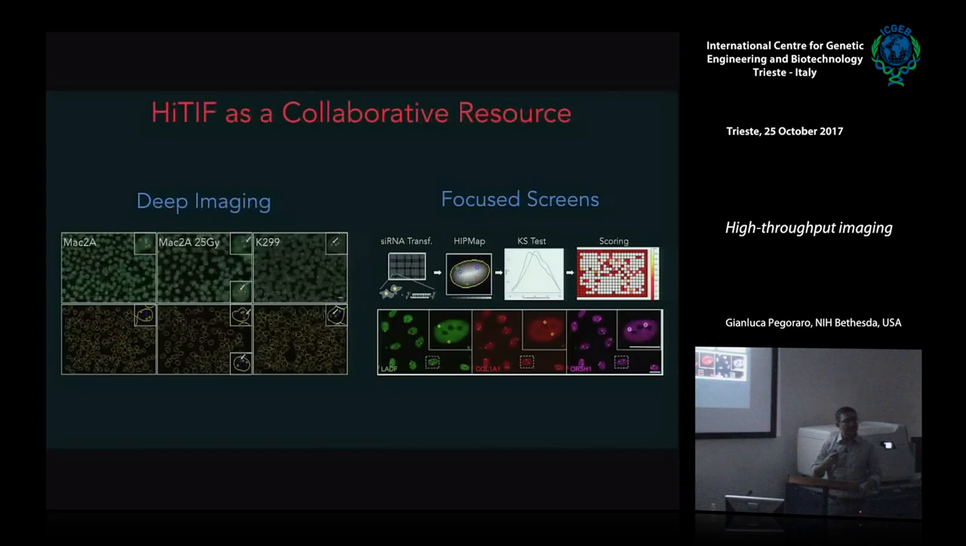Good. So now, having gone through at least some of the steps during assay development, I want to show you a couple of practical examples of how high-throughput imaging has been used at HiDIF. I think that our main asset is not necessarily our instruments or our software, but it's actually our collaborators. And in fact, we have the fortune of working with people that have very good ideas. In particular, HiDIF is embedded with the Laboratory of Receptor Biology and Gene Expression at NCI.